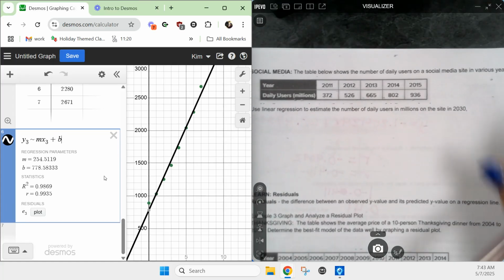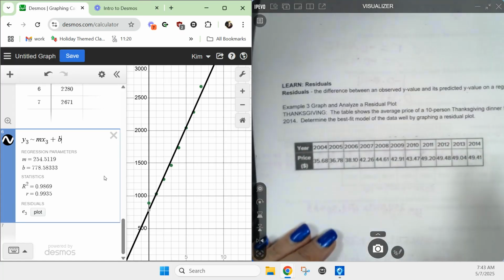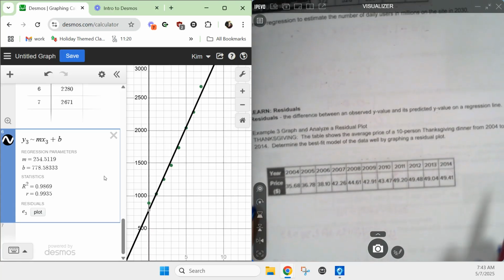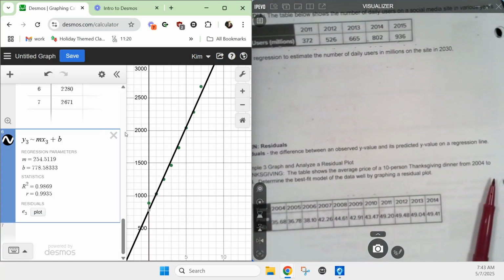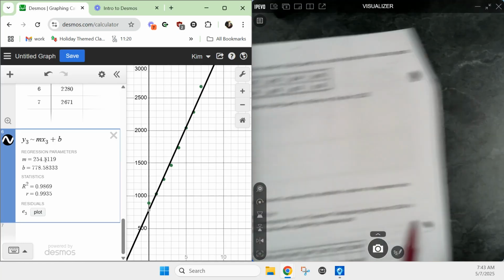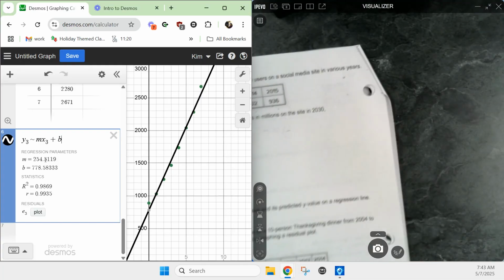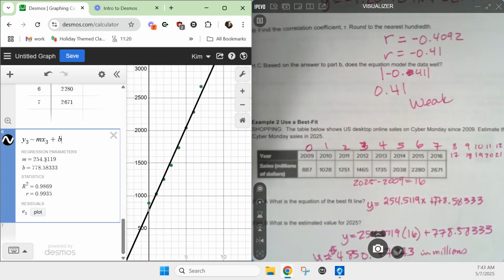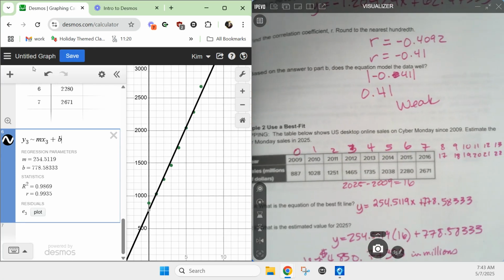We're going to skip this one. We're just going to come down to this one because I need to go to residuals. Okay. So I'm going to show you something on this. We're not going to look at this right now. We're going to still look at this information that we were doing right here, and we're going to do what's called residuals. So if you see right here on Desmos, it says residuals and it says plot. So we're going to hit plot.